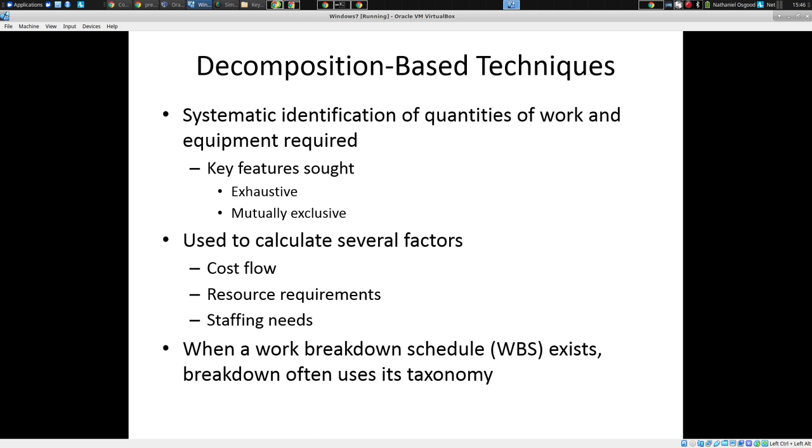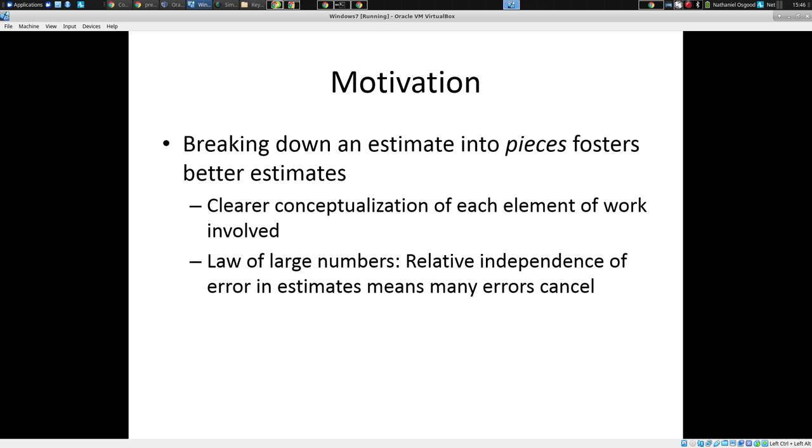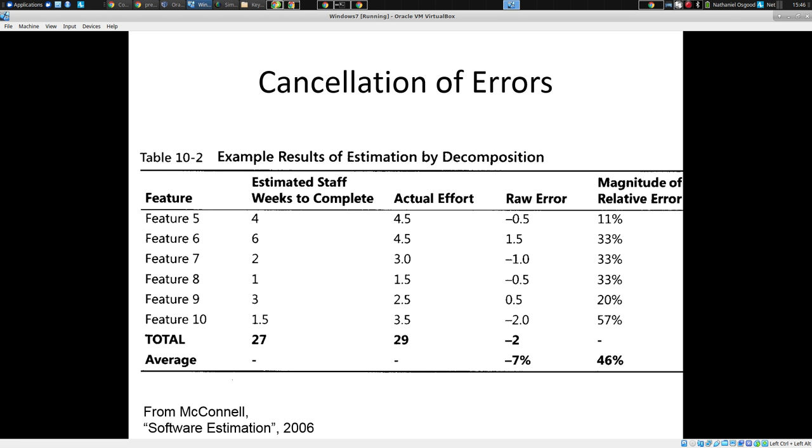And often this ends up serving other purposes as well, like thinking who's going to be working on each of those pieces, or thinking through what are the steps that need to be in Trello as mini milestones, etc. And this fosters much better estimates. We're horrible at estimating big things at once. It's a wild guess, typically. But if we break it down, we have a much clearer conceptualization. We think concretely about who's doing it, how long will it take, what's involved, and there's often some cancellation of errors for the different pieces.